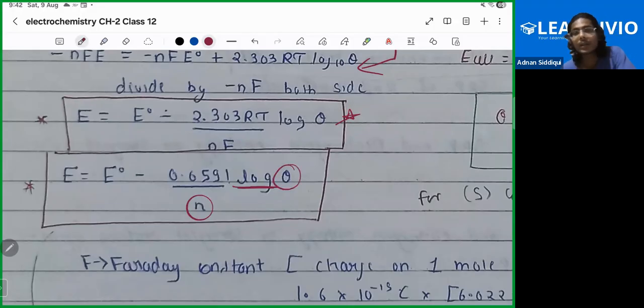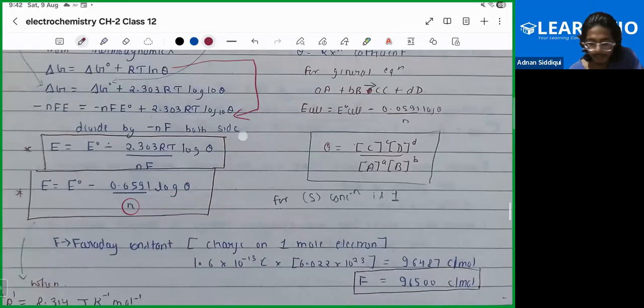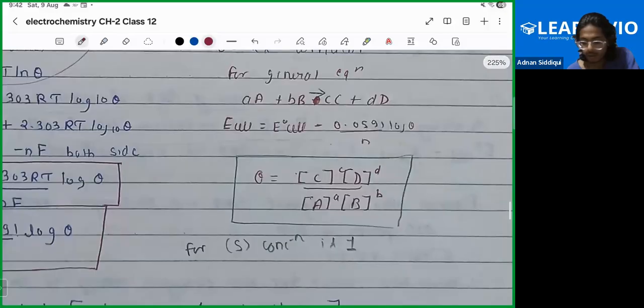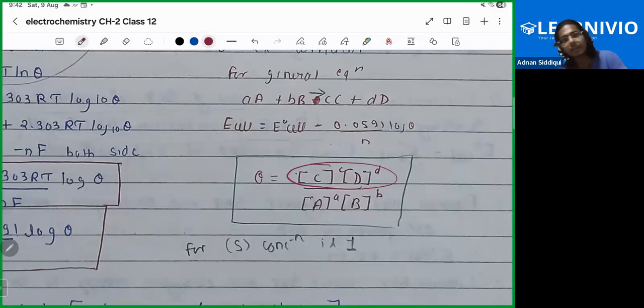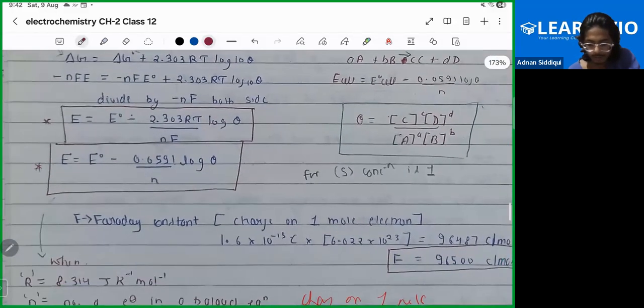This theta is basically your reaction quotient. Reaction quotient, what do you mean by this? In any chemical reaction, when you take the concentration of your product to the stoichiometry, dividing it by the reactant's concentration to the stoichiometry, this is your reaction quotient. You must have seen this in your equilibrium chapter. Okay. So this is the final formula that you have to learn.